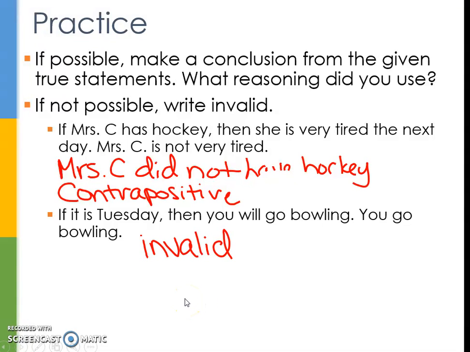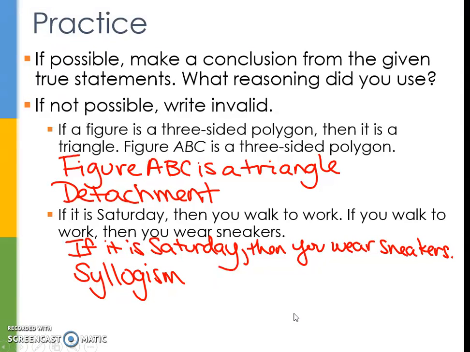If it is Tuesday, then you go bowling. You go bowling. This is an example of invalid because it's not possible. If a figure is a three-sided polygon, then it is a triangle. Figure ABC is a three-sided polygon. This is detachment. Figure ABC is a triangle. If it is Saturday, then you walk to work. If you walk to work, then you wear sneakers. This is syllogism because if it is Saturday, then you wear sneakers.